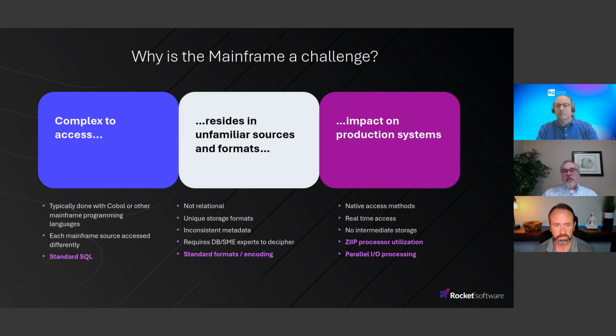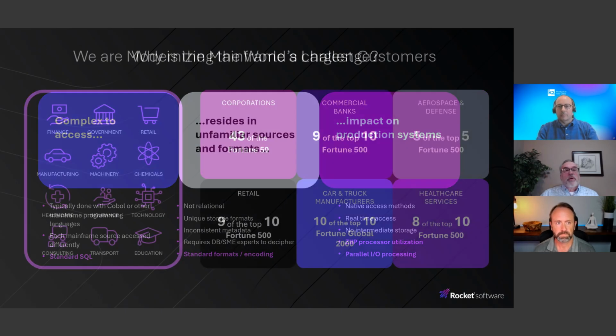But what we've done with our technology is put it into a standard format and a standard encoding practice, even taking care of all the EBCDIC to ASCII conversions. And the final thing is that anything we do on the mainframe cannot make any impact on our production systems. That's why we use native access methods under the covers to provide real-time access to that data. In addition, our technology that Simon will be talking about uses the zIIP processor, which provides a lot of relief to the general purpose processor, both from a resource perspective and a financial perspective. And to ensure that our data access is as efficient as possible, we incorporate parallel I/O processing.